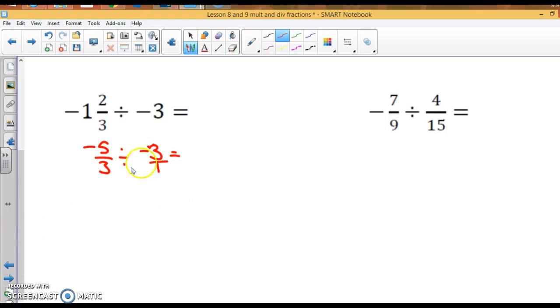You need to change it to multiply by the reciprocal. So negative 5/3 times, flip this, negative 1/3. Keep, switch, flip. Now, I would do any reducing I can, which there is none, so I multiply straight across. Negative 5 times negative 1 is 5. 3 times 3 is 9. So 5/9.